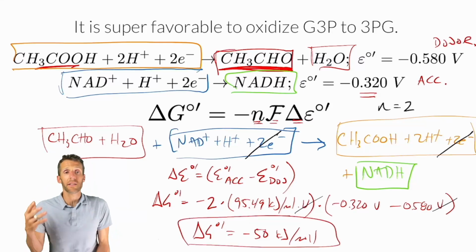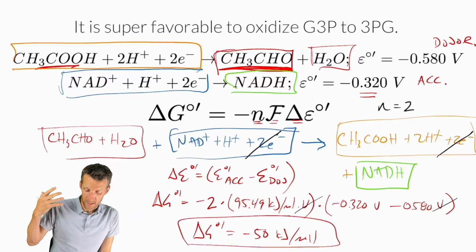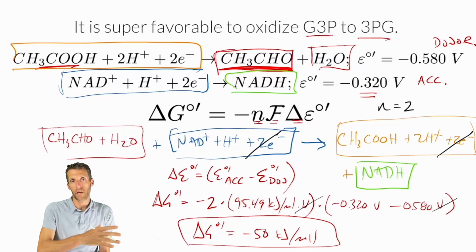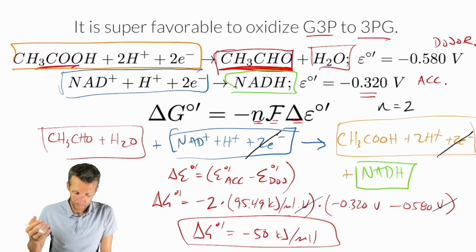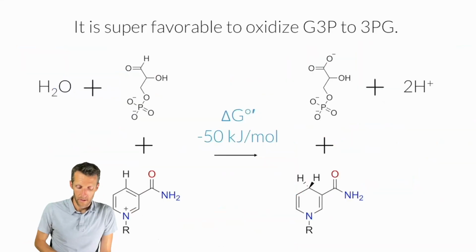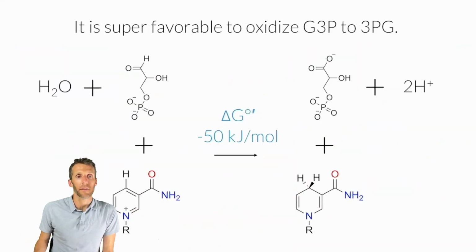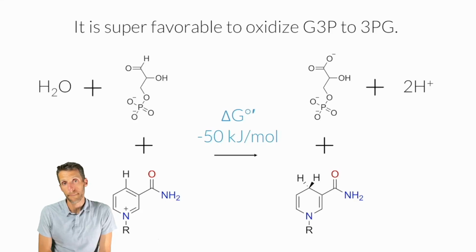So that's a lot, right? That is a lot of energy, saying it's going to give us 50 kilojoules per mole if we do this oxidation reaction, if we oxidize G3P to 3PG. Cool. So we can write that out here. This is now written out in more molecular form with the energy, the standard state energy to do this, being minus 50 kilojoules per mole.